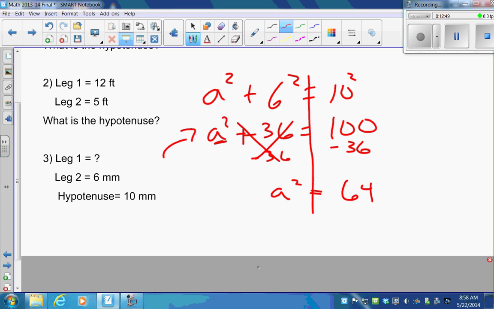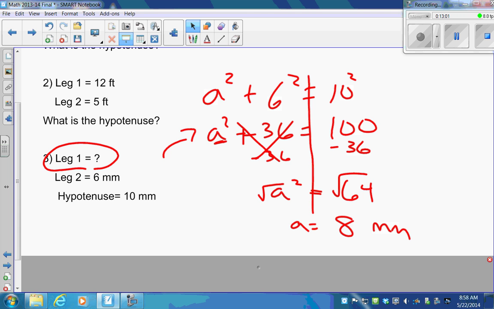A squared is 64. Again, get rid of the squared. Square root it. Square root it. A equals 8 millimeters. That is what my leg equals. That is Pythagorean theorem. Hopefully that helped.